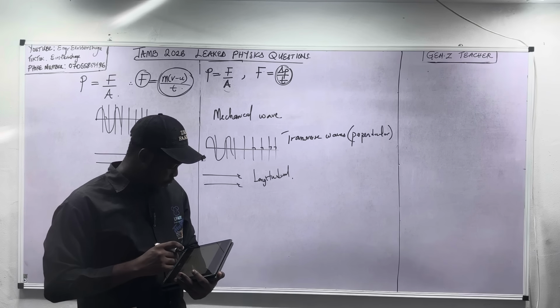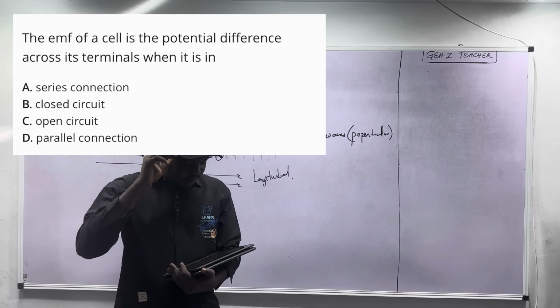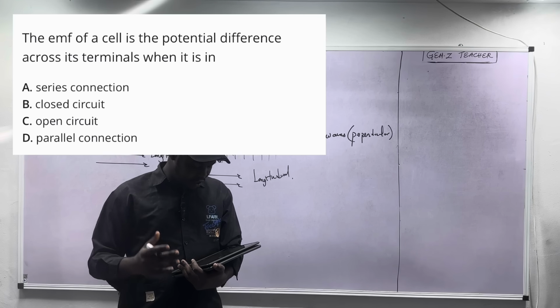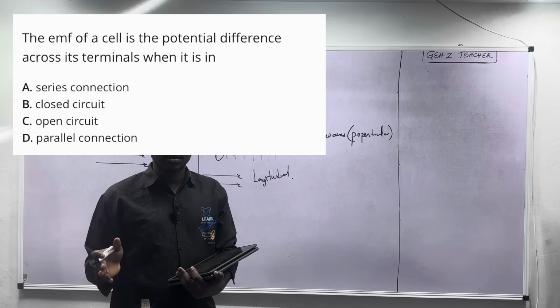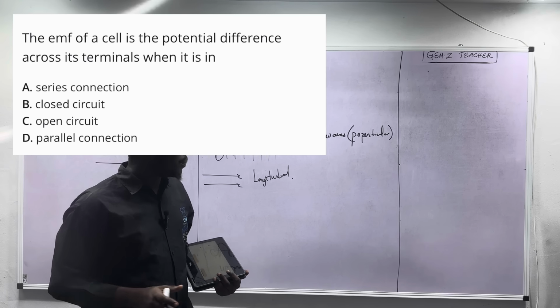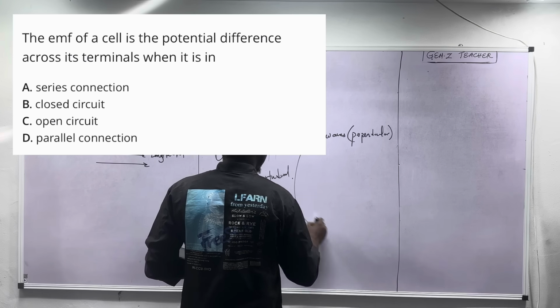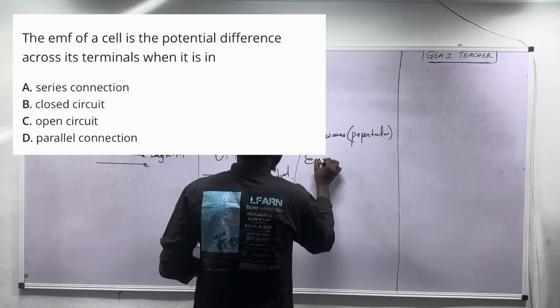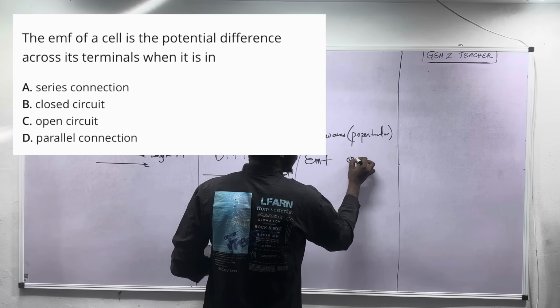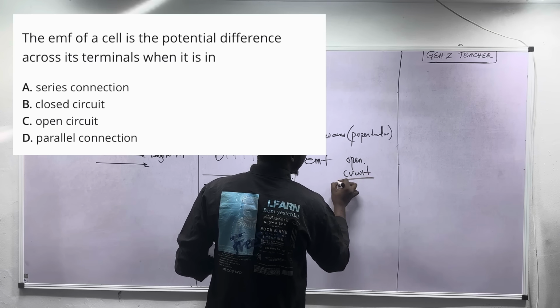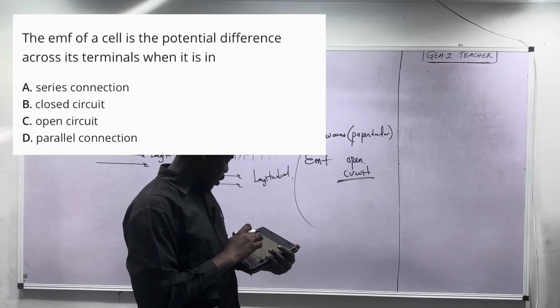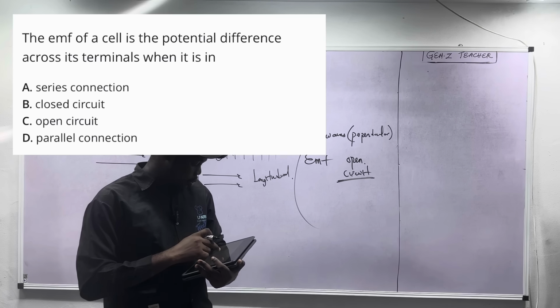Number 7. The EMF of a cell is the potential difference across its terminals when it is in dash. Okay. Now quickly, it's not waste of time. EMF basically is the voltage in an open circuit. So the key word here is open circuit, and the correct option to that is option C.